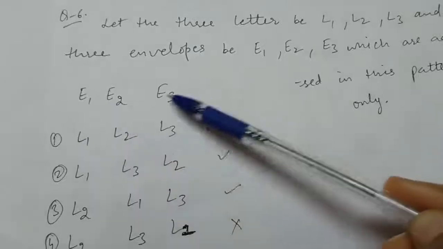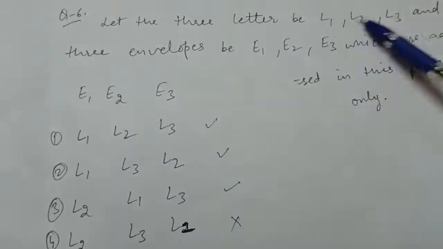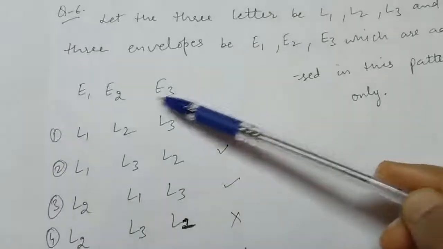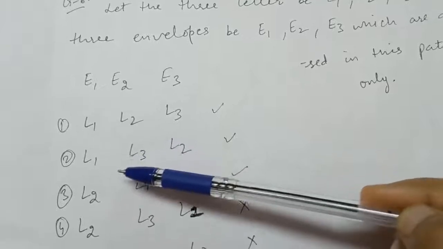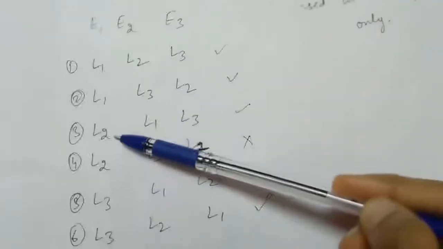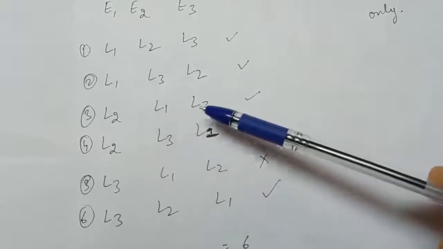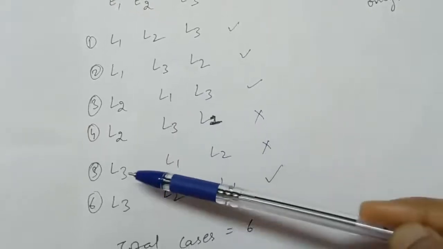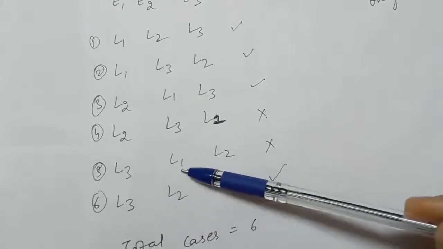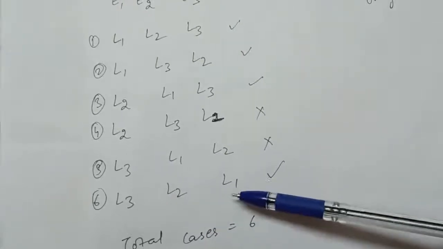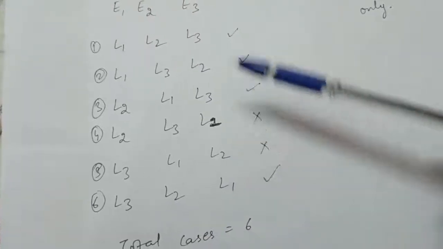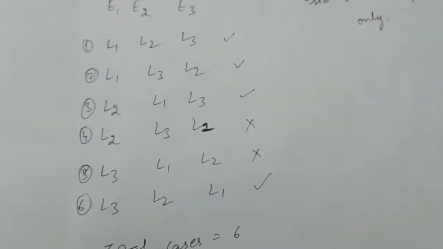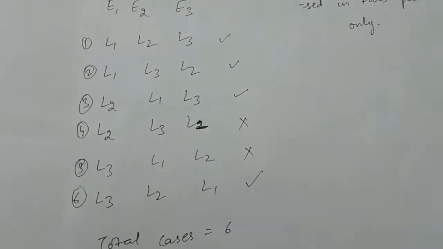So now there are 3 envelopes. The number of ways in which these 3 letters can be addressed in these 3 envelopes will be either L1, L2, L3 or L1, L3, L2. Now fix L2 at the first position: so L2, L1, L3 or L2, L3, L1. Or fix L3 on the first position: so L3, L1, L2 or L3, L2, L1. So these are the 6 possible ways in which these 3 letters can be written in the 3 envelopes so that each envelope contains exactly 1 letter, right?